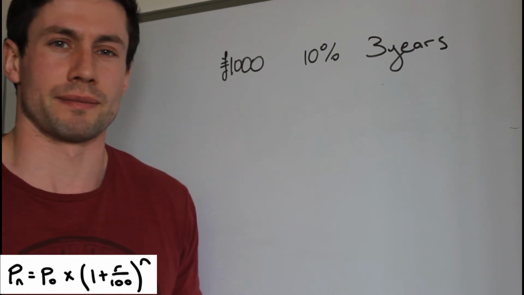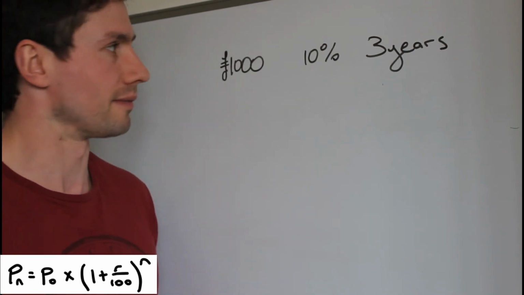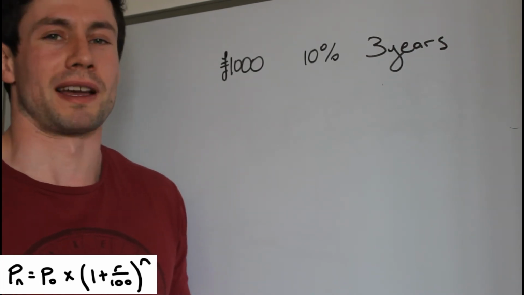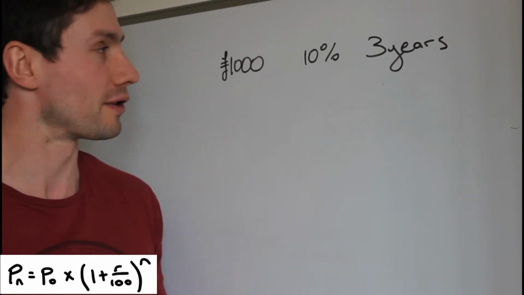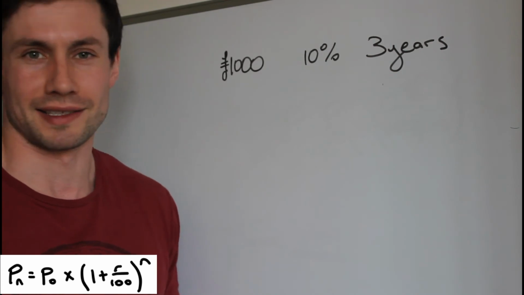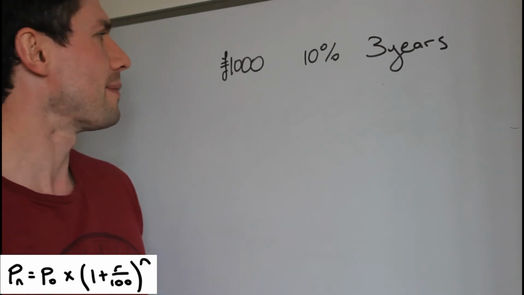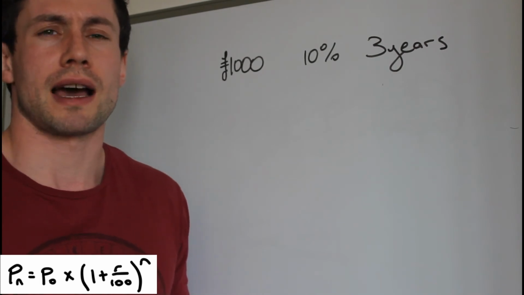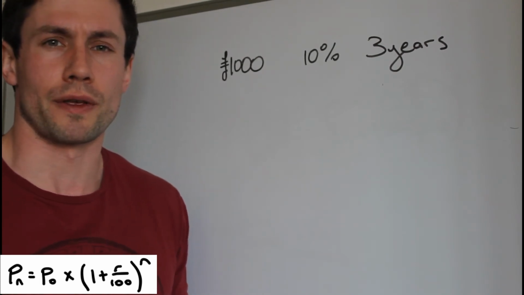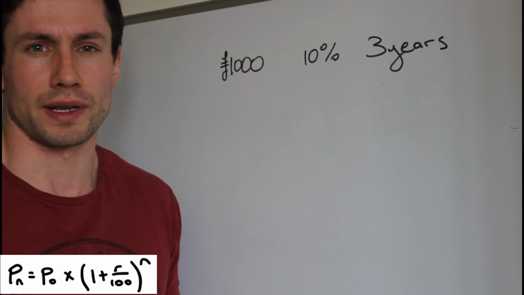Let's say you have £1,000 and you put it into a bank account. Now, this magical bank account has 10% interest. No bank account ever has this amount of interest, but for this example, let's say it does. And let's say you keep your £1,000 in this bank account for 3 years. The question might ask, how much will the £1,000 be worth at the end of the 3 years?